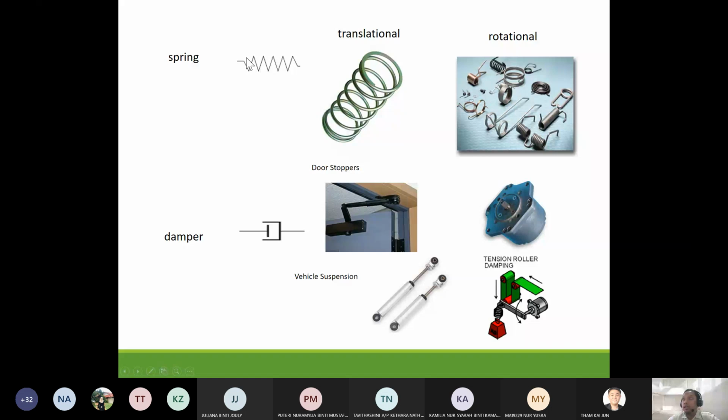For example, for spring, translational motion uses the one that I shown here. So it is a linear spring or a regular spring. But for rotational motion, the design of the spring is slightly different. I think for rotational motion, you can find the spring, for example, in a clothespin, peg, clothespin. And for damper, usually we can find the damper that is attached to doors. If you go to supermarket, you can see this kind of damper attached to a door. But for rotational motion, the damper, I haven't seen one. Probably you guys have seen this, but I never seen this kind of damper before.